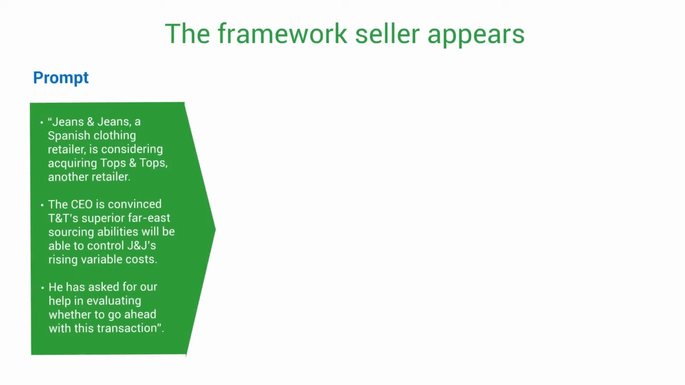Here is the case. Jeans and Jeans, a Spanish clothing retailer, is considering acquiring Tops and Tops, another retailer. The CEO is convinced that T&T's superior Far East sourcing abilities will be able to control J&J's rising variable costs. He has asked for our help in evaluating whether to go ahead with this transaction. So, how would you approach this if you were to follow a framework approach?